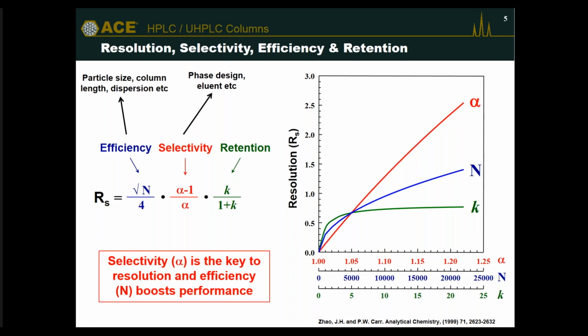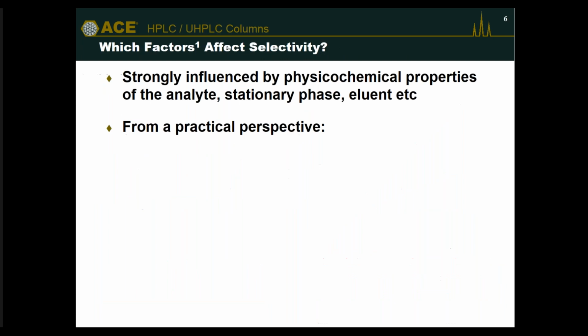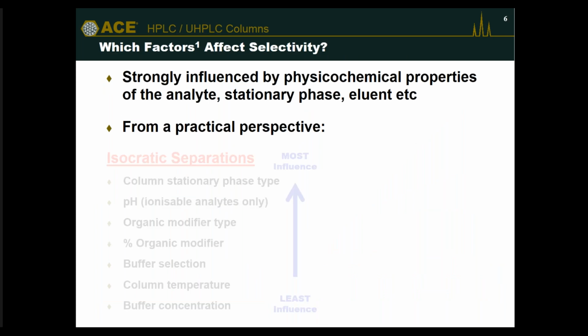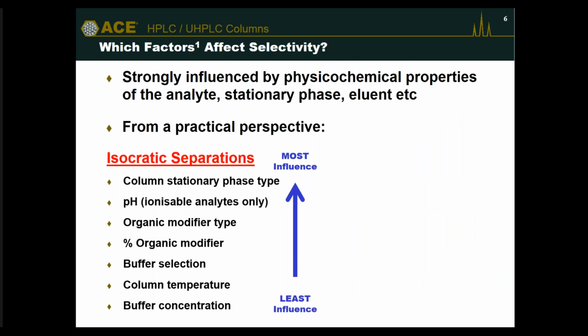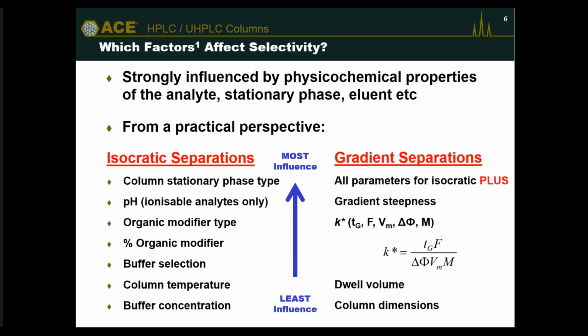So we now know that selectivity is really important for resolution. So which parameters in chromatography are affected or can affect selectivity? Well, many of the mobile phase, the column parameters, and even some instrument parameters have an impact on selectivity. So most things that you can change and modify in your chromatography system as you're developing your method have an impact on alpha. However, the key thing to remember is that not all parameters affect selectivity to the same degree.